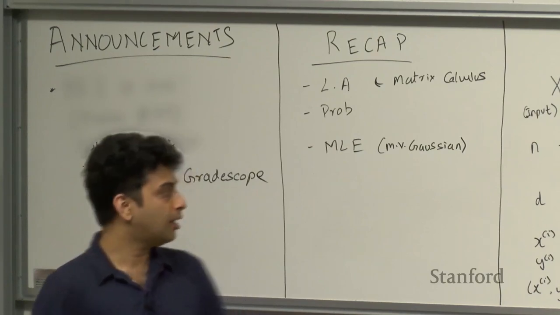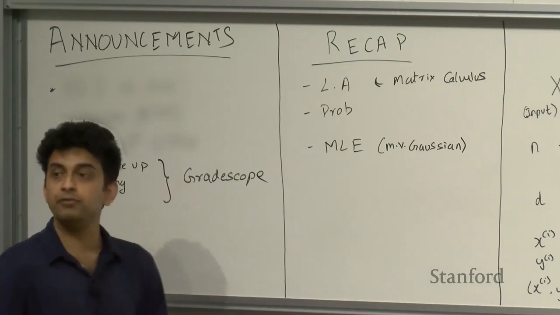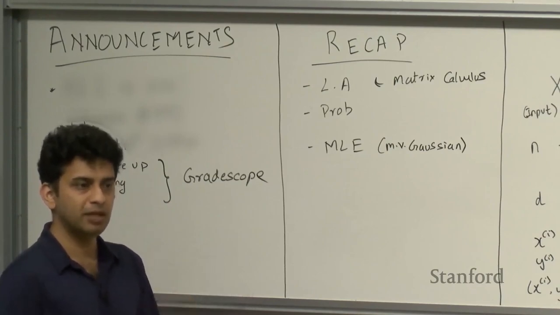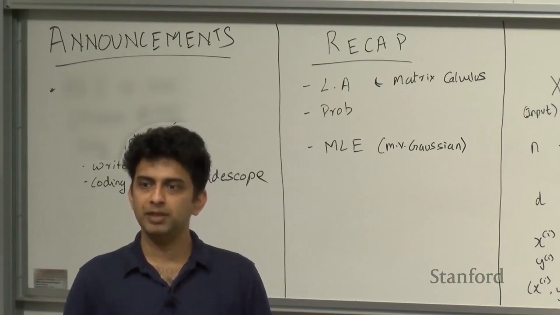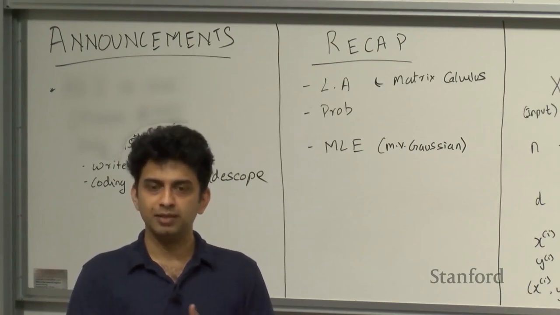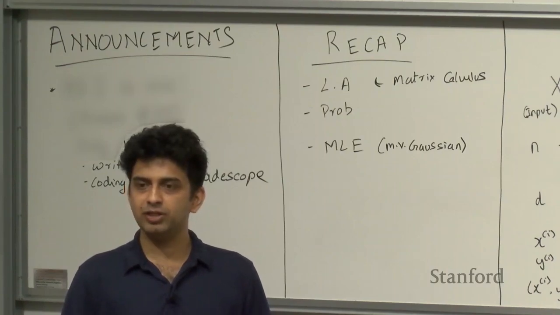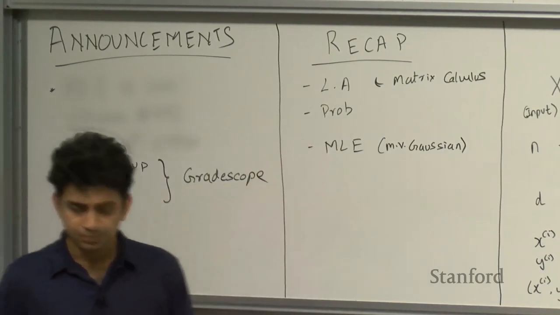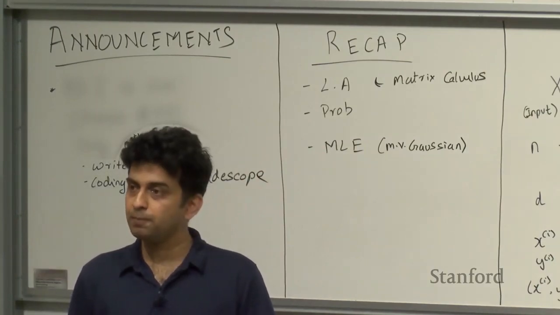And we saw that the estimators that we obtained for the mean and covariance happened to be very intuitive ones, right? For example, the mean estimator turned out to be just the average of the given x's, and the covariance happens to be the sample covariance of the given inputs. So it's nice to see that the intuitive definitions are well grounded in some solid theory. So today we're going to switch gears and start supervised learning.